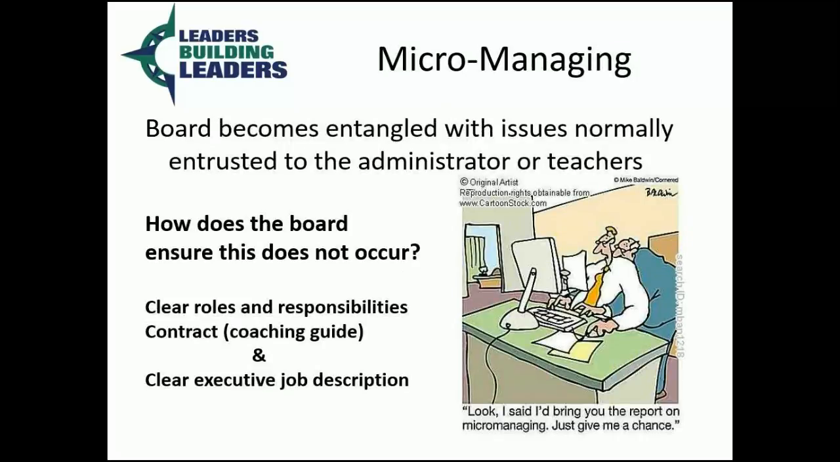Micromanaging. Okay, the board becomes entangled with issues normally entrusted to the administrators or the teachers. Right, so how does your board ensure that this does not occur? Do you have a clear roles and responsibilities contract? Okay. Do you have a clear executive job description? Is it very clear between what's manager's responsibilities and board's responsibilities in all aspects?